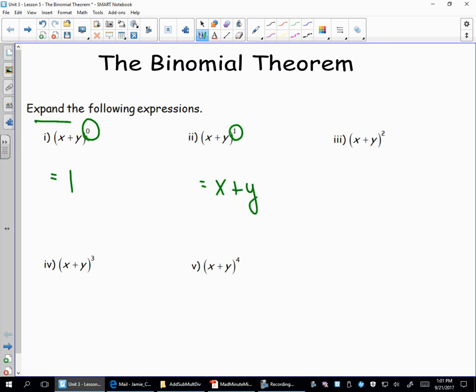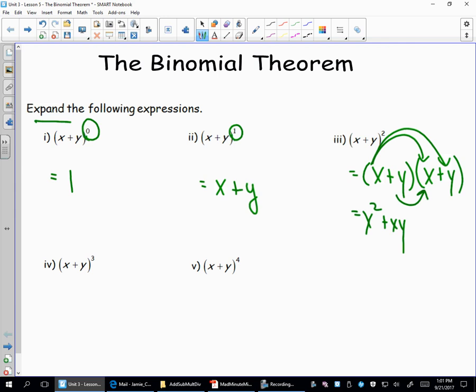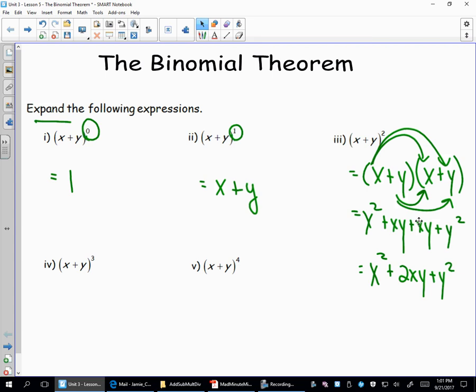The next one, x plus y squared, is where we have to start to think about algebra a little bit. A bracket squared means we have two of them. And then we can do FOIL. x times x is x squared. x times y is xy. y times x, also xy, or yx. I'm just going to write them in the same order to make life a little bit easier. And y times y is y squared. And if we collect like terms, we end up with this expression. Okay? Hopefully this is so far so good.